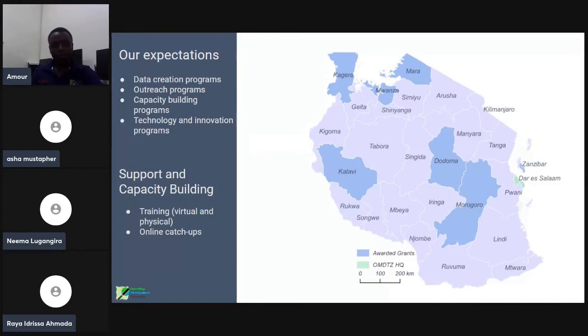As you can see here in the map, on the right side, this map shows the data categorized into regions. Regions, for those who don't know, in Tanzania, are the second level of boundaries. So from national boundaries, then we have regions. This shows the regions which these community organizations are from, and it also shows which region OMDTZ itself is located in.